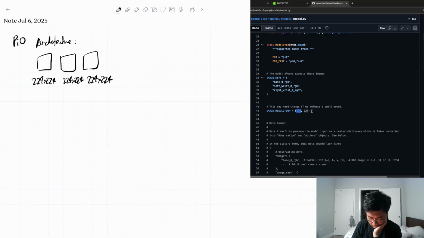And these are pixels, right? Times 3 because they're RGB. And so this is the dimension, right? 224 by 224 by 3.